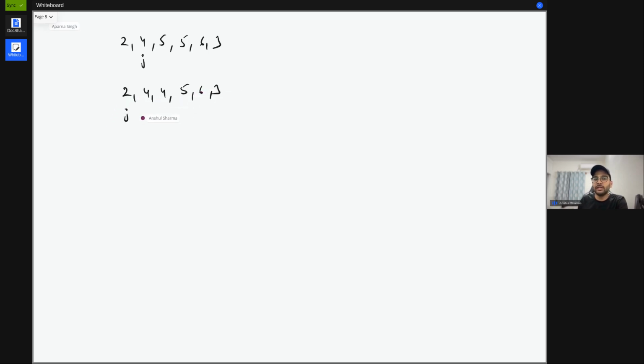2 is greater than 1. Yes. So here 4 is greater than 1. Here 2 is greater than 1. So 2 will also be shifted. So what do you get? 2, 2, 4, 5, 6, 3. And j will be decremented further.